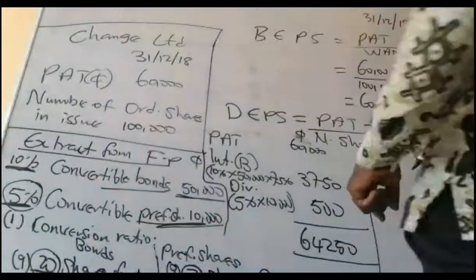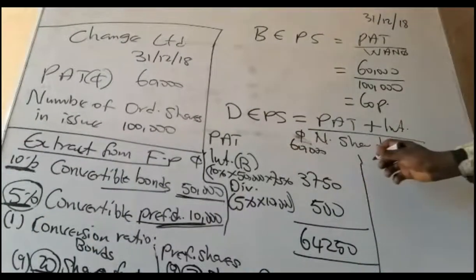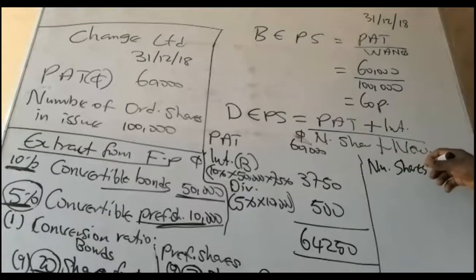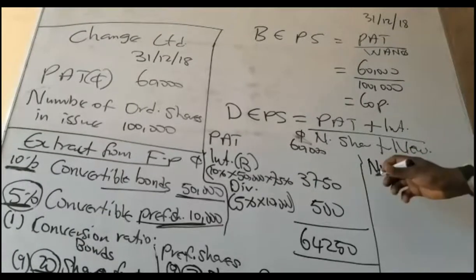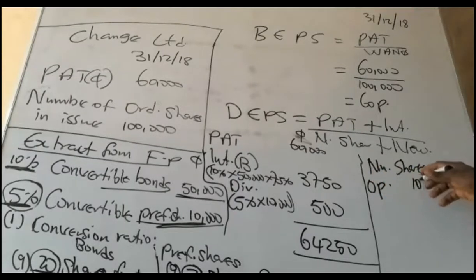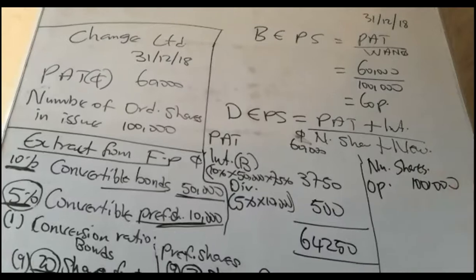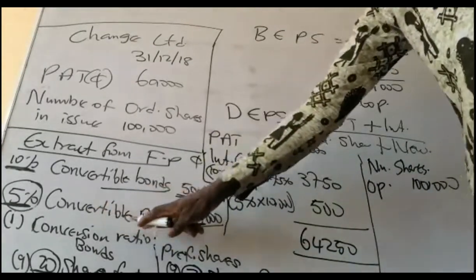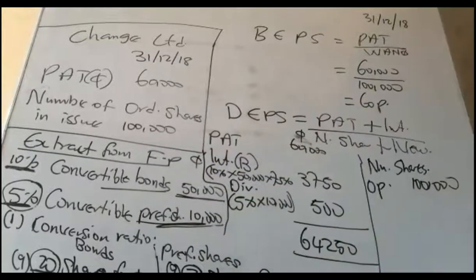So the number of shares. This is the profit after tax. Number of what shares? That one too, what's the opening balance? The opening balance, they have 100,000 shares. Now, when these potential shares are converted, what will be the number of shares that will be added or received?